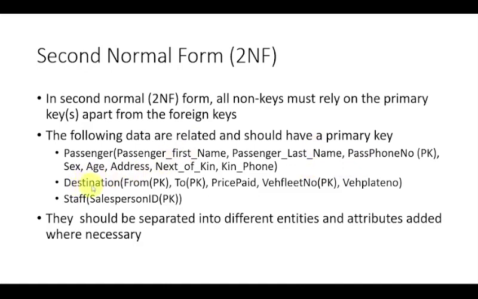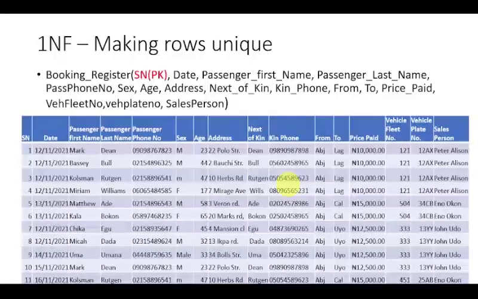Now we also have destination. Destination, we had from, to, we had price paid, we had the vehicle fleet number, we had the vehicle plate number. Now I decided to use the vehicle fleet number as a primary key because the vehicle fleet number was unique on that table. Now let's go back and have a look at the table, and you will see where the vehicle fleet number was.